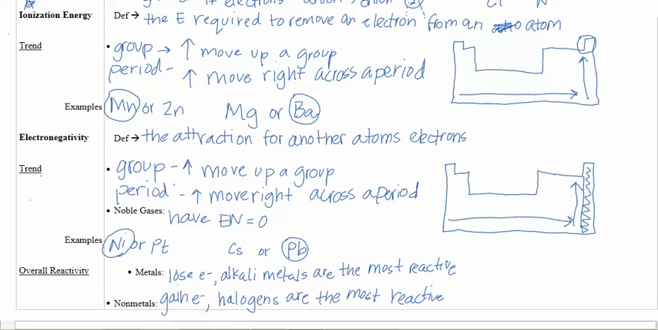So metals increase in reactivity as you move left on the periodic table, and nonmetals are going to increase in reactivity as you move right towards those halogens, but the halogens are the most reactive.